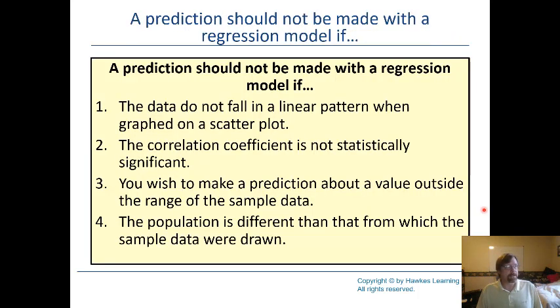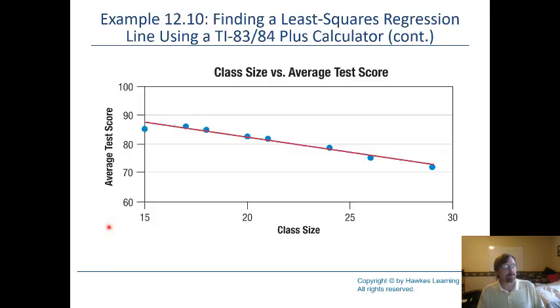We can't use this regression if the population is different from that which the sample data were drawn. So if this is all data from grades 1 through 3, I could not use this correlation to predict a relationship for class size and test score for high schoolers, for example. It's a different underlying population.